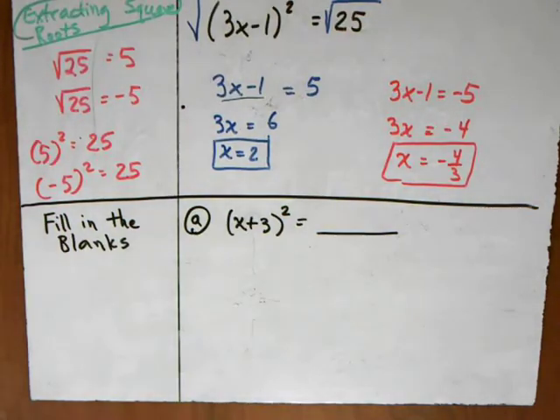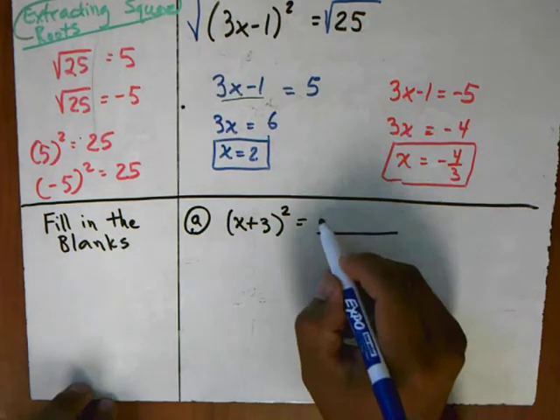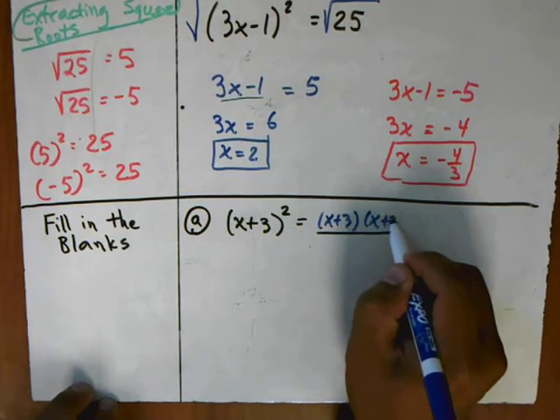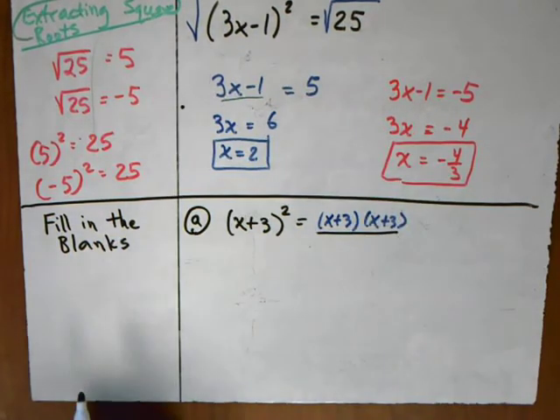Okay, so we're going to do a couple of examples of just what I call filling in the blanks. So (x + 3) quantity squared. And you might want to hit pause and see how much you remember this from your previous math classes. But this is (x + 3) times (x + 3). Okay? It is not x squared plus 9.